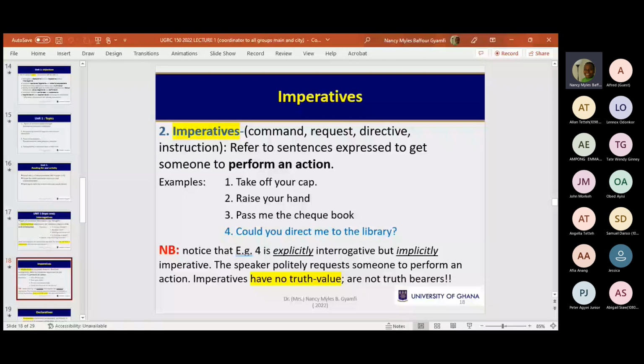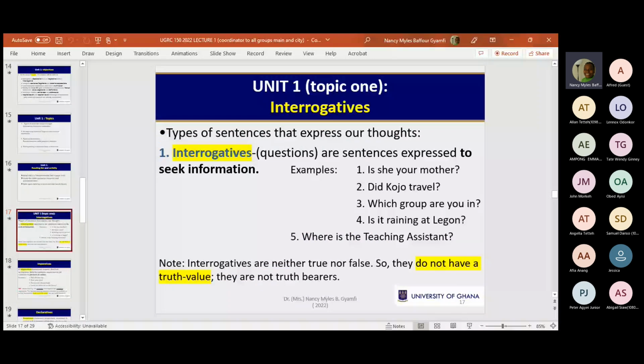Now, sometimes we don't tell you directly. So see on the screen, number 4, we don't tell you directly to do. We ask you to do. So it's as if I'm asking a question, but it is not genuinely seeking information, like was the case in this earlier slide. Look on your screen now, okay? Here, if I said, is it raining at Legon? You will tell me, yes, it is raining, or no, it is not raining, because I'm looking for information.